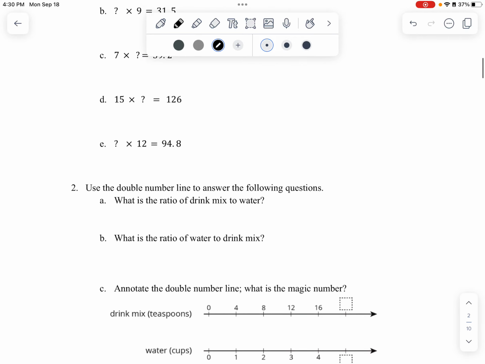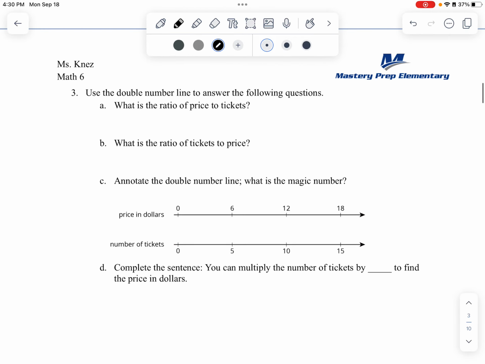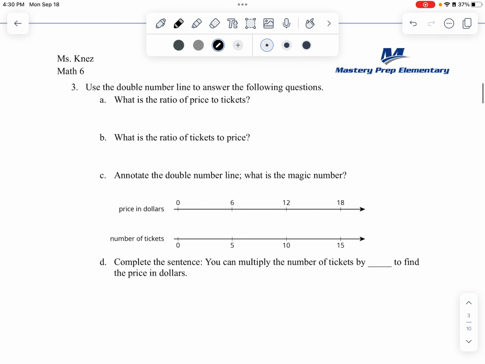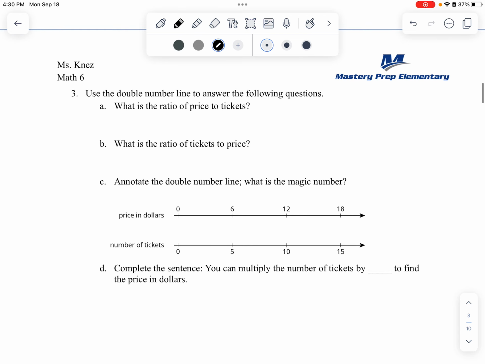We'll look at one more example from Wednesday to check out these double number line problems, which is the main focus of the assignment. In question 3, you're being asked to use a double number line to answer the following questions. The first thing you need to do is write two ratios. I'll leave that to you, but just give you a reminder to pay close attention to what's being compared and that the format of a ratio looks like this.